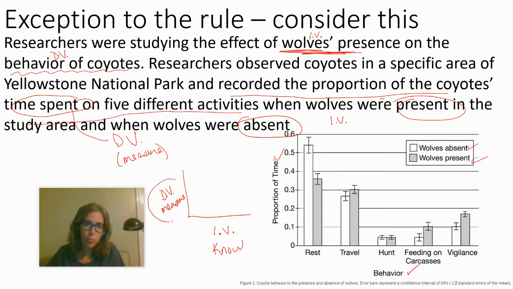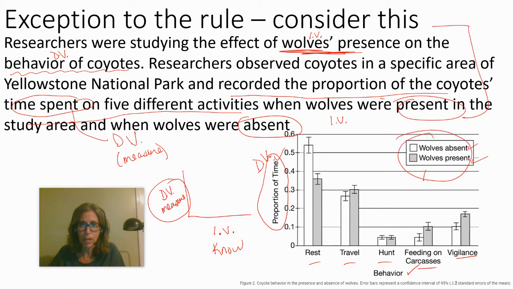So the dependent variable is what I measure, and I am measuring proportion of time. So that is the dependent variable, that's true. But the independent variable isn't really what's here. It's not the behavior. It's not, are they resting or traveling or hunting? The independent variable from reading this paragraph is really, are the wolves present or are the wolves absent?